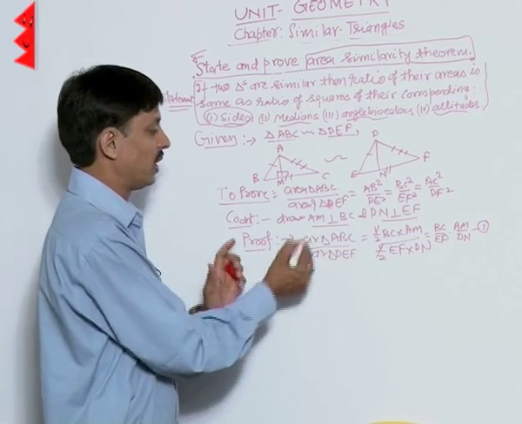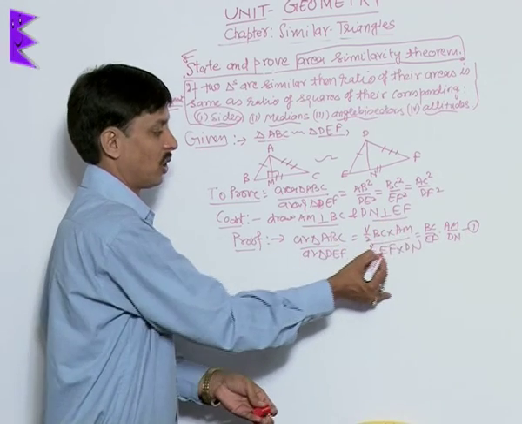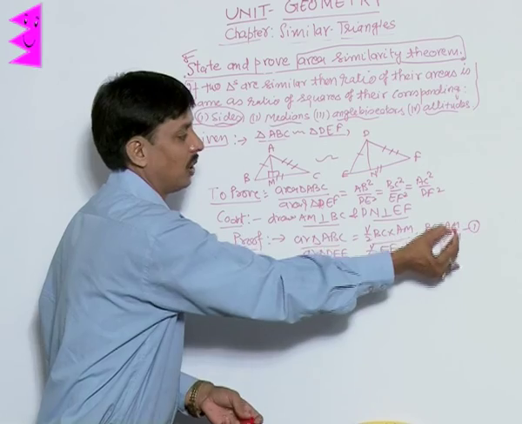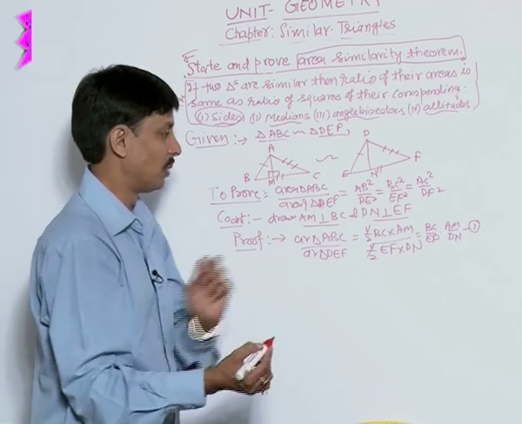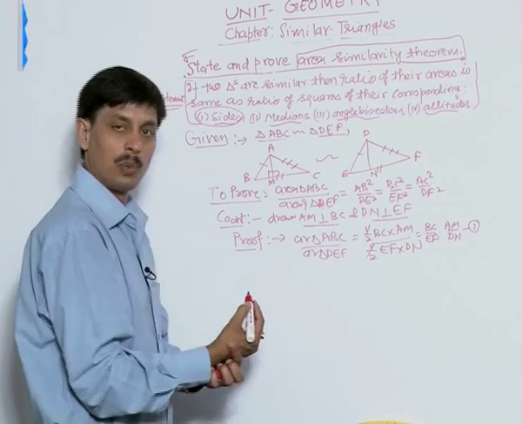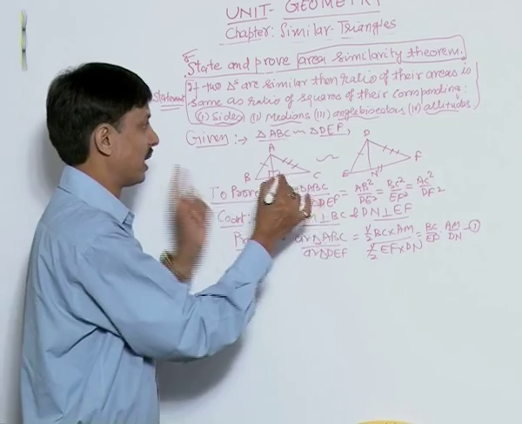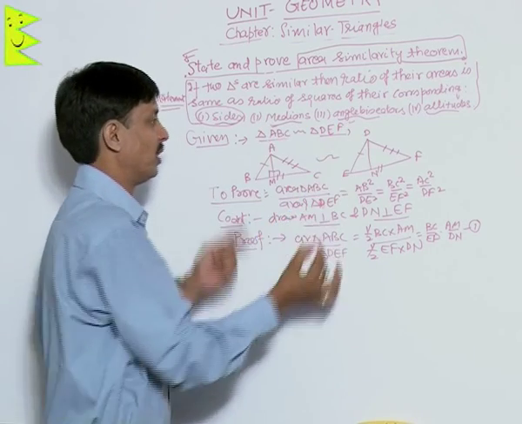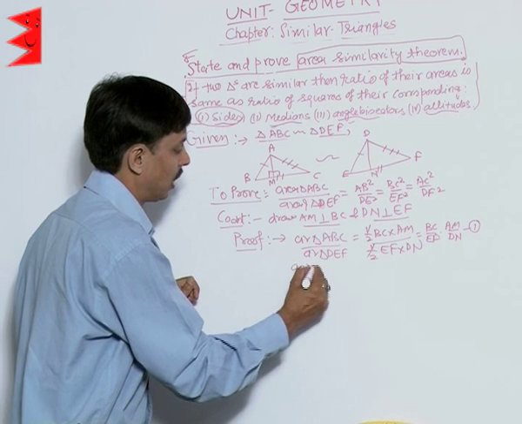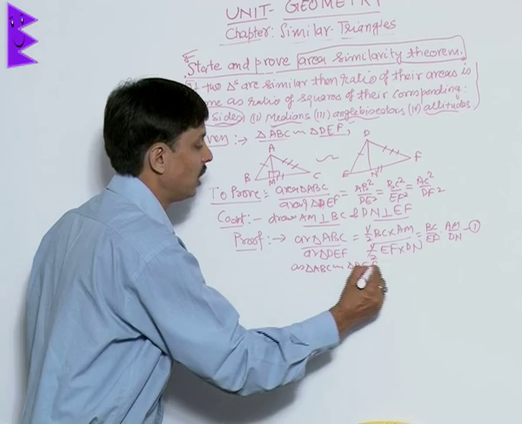The ratio of areas of triangles ABC and DEF comes as half BC into AM upon half EF into DN. Half cancels, and this becomes BC upon EF into AM upon DN, equation number 1. I can prove any of the results, and the remaining can be proved similarly. So, what is given? The triangles are similar. Which triangles? Triangle ABC is similar to triangle DEF. As triangle ABC is similar to triangle DEF.